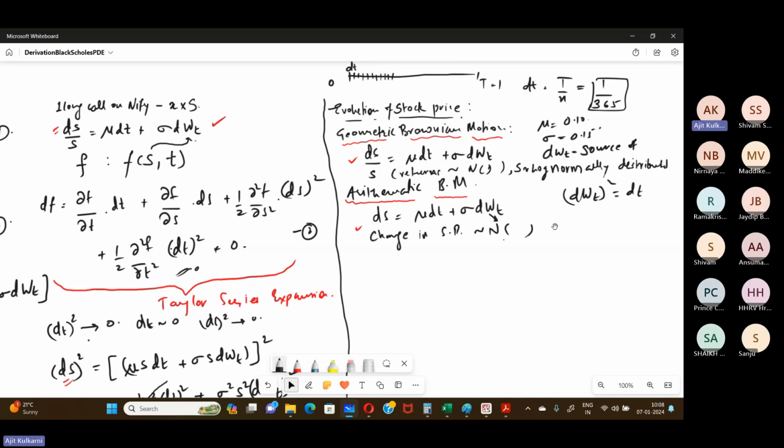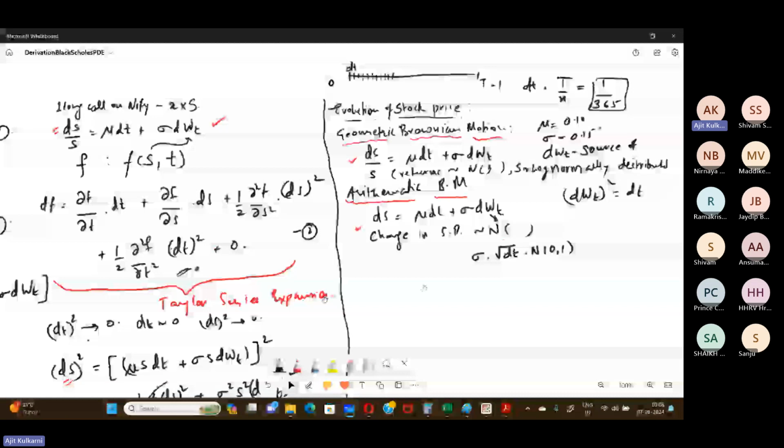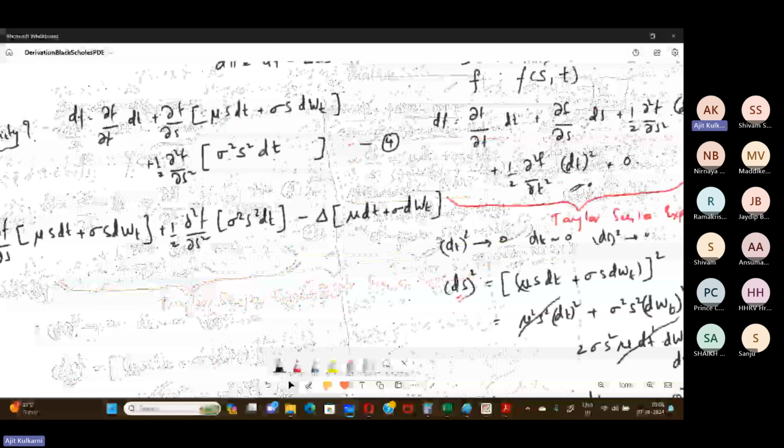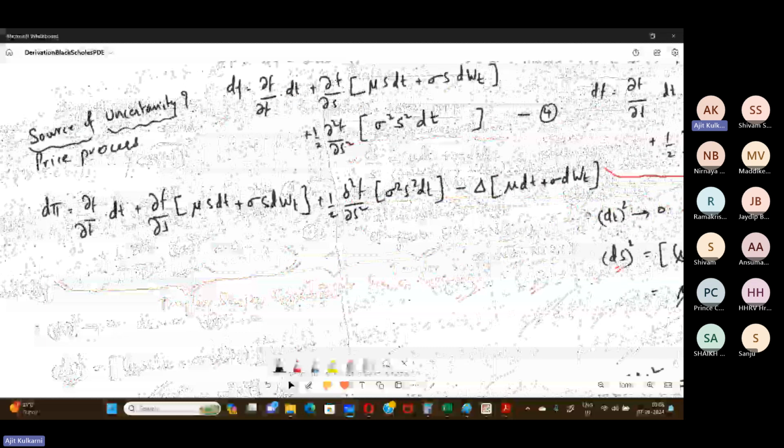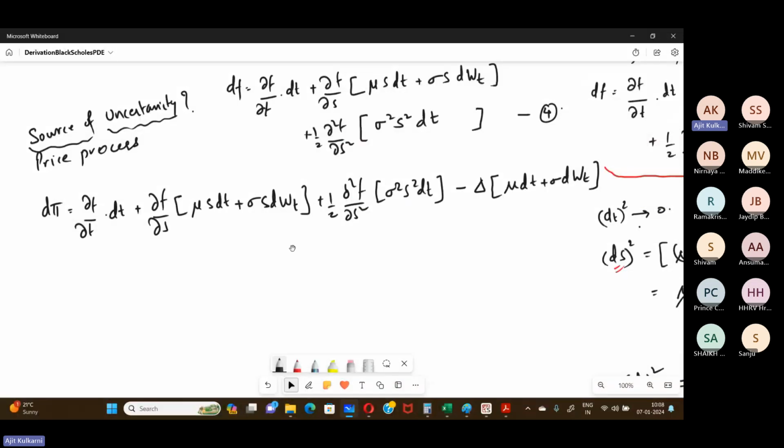Okay. dWt is not a constant, right? The way we simulate dWt is, we write sigma into square root of dt into normal, correct? Okay. Therefore, your source of risk, why will this portfolio have a risk? What is the source of that risk? The source of that risk is dWt, correct?